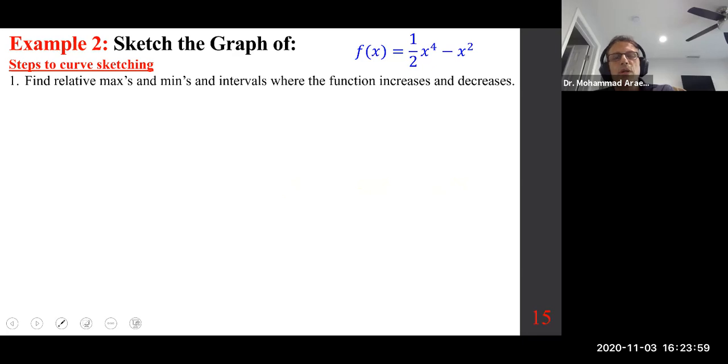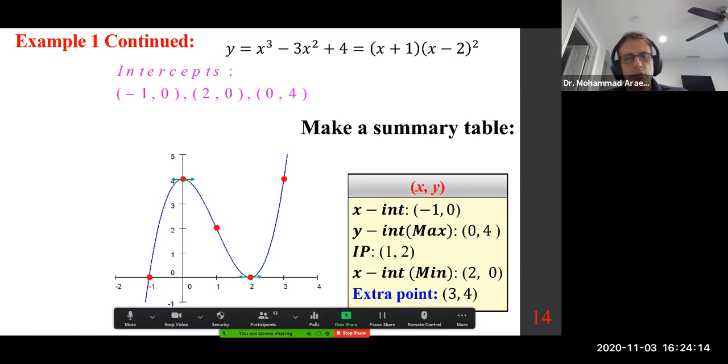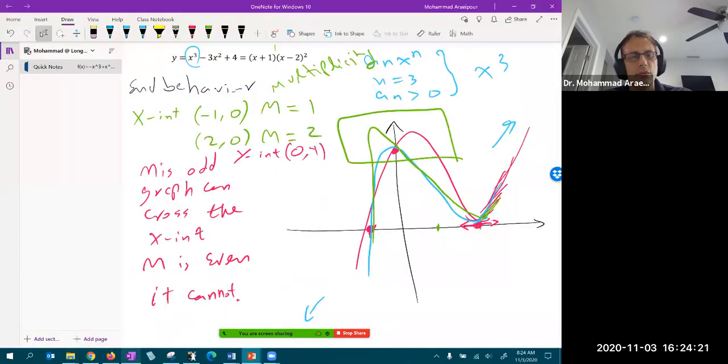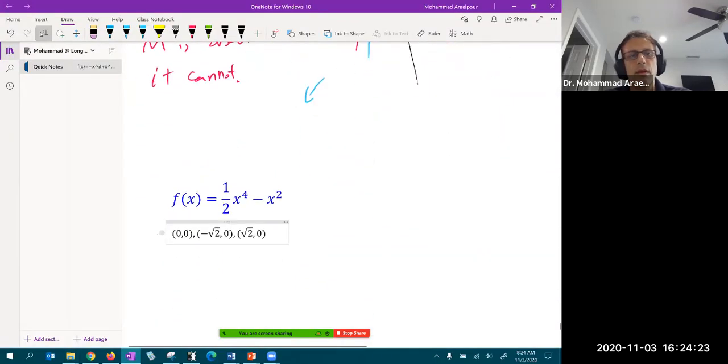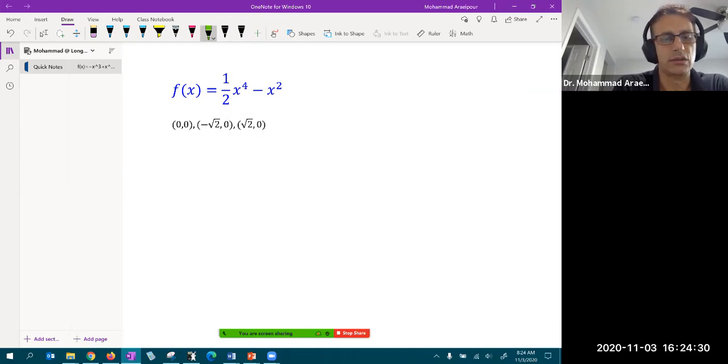Here's the function we want to look at quickly. Let me just quickly give you the synopsis of this graph also. If we want to graph this, first we look at the intercepts. The intercepts, class, they are easy to come by.